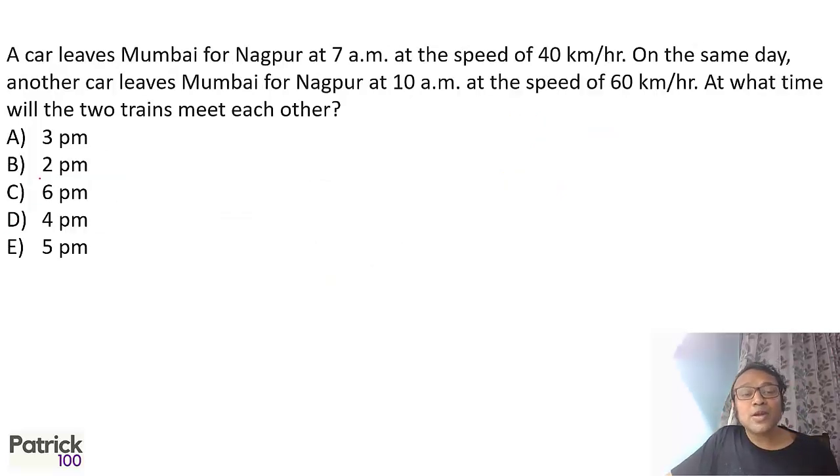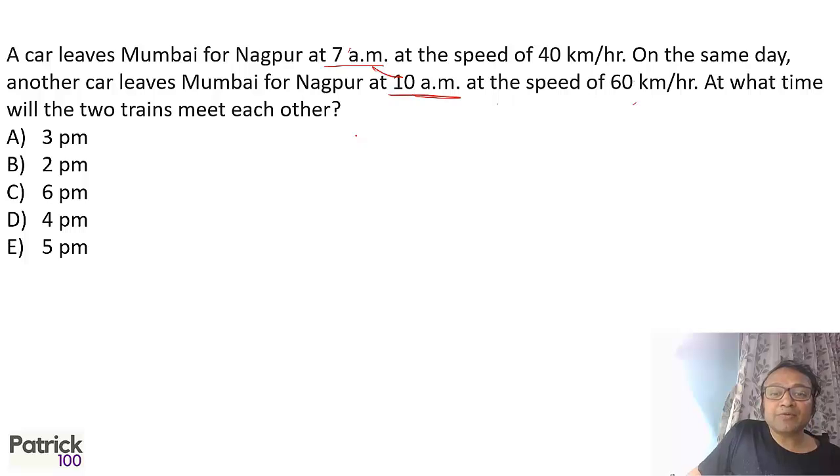A car leaves Mumbai for Nagpur at 7 a.m. at a speed of 40 kilometers per hour. On the same day, another car leaves Mumbai for Nagpur at 10 a.m. at a speed of 60. So if you look at difference in the speed is 20 first. Secondly, the second car has left 3 hours after the first car. That means in that time the first car has covered 3 hours into 40 kilometers per hour, because distance is equal to time into speed. That becomes 120 kilometers. So 120 kilometers the first car has covered.